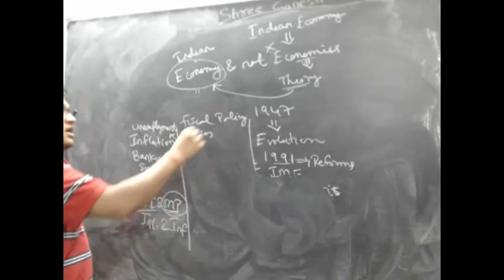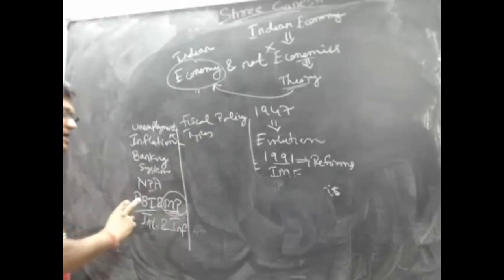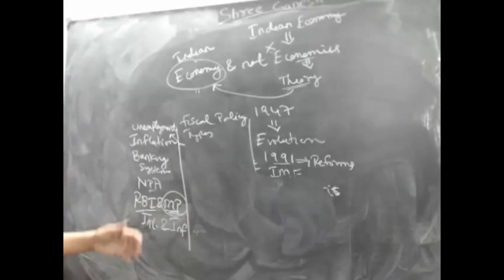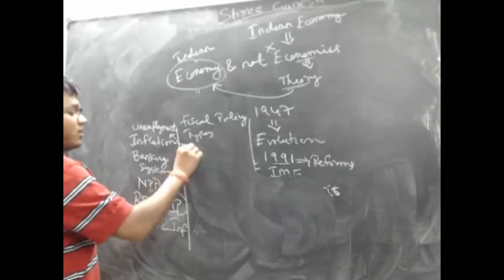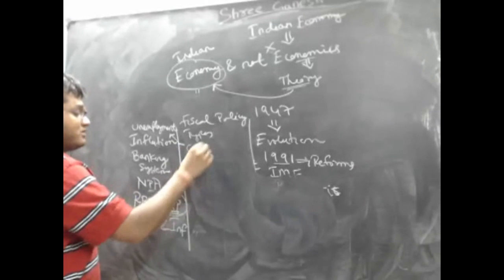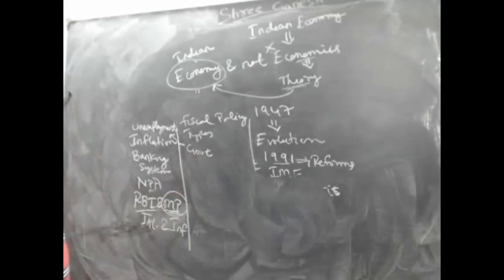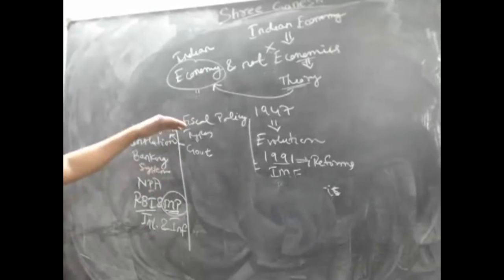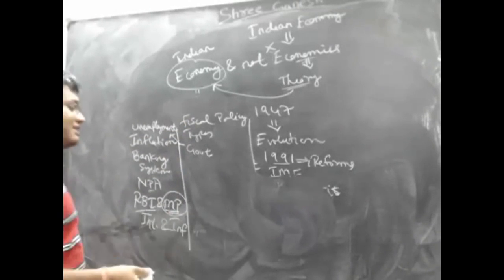on the economy. Now see, monetary policy is under RBI. When I say it is under RBI, it is under the governor of RBI. But fiscal policy is not under RBI. Fiscal policy is under the government. And RBI is not under the government. RBI is an autonomous body. So we will see how monetary policy and fiscal policy are decided to affect the economy.